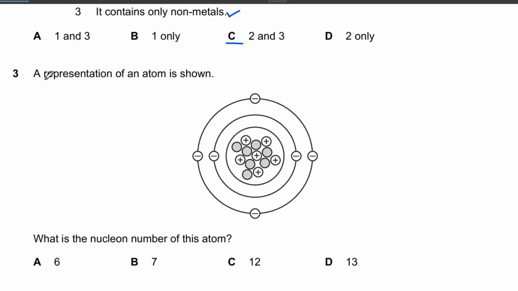Question 3. A representation of an atom is shown. This is what we have. What is the nucleon number of this atom? Now, nucleon number is the number of protons and neutrons in the nucleus of an atom. So what we are doing is, this is the nucleus of an atom, for us to count the number of protons and neutrons here. So when you count everything here, it's going to give you D.